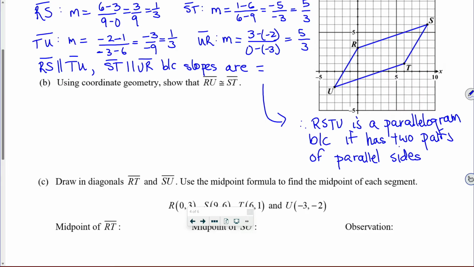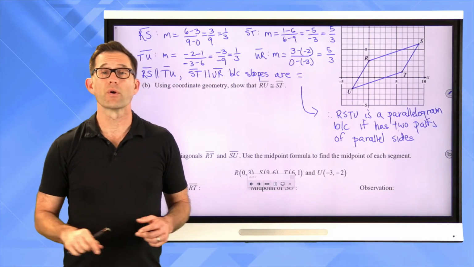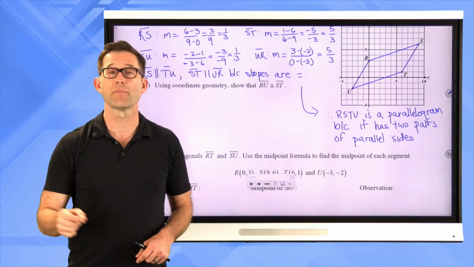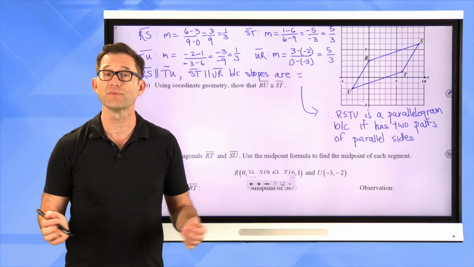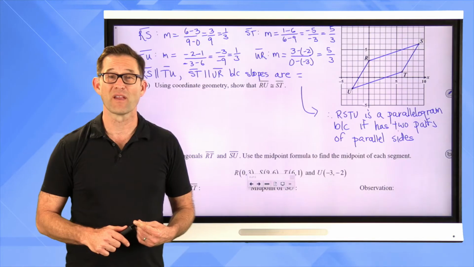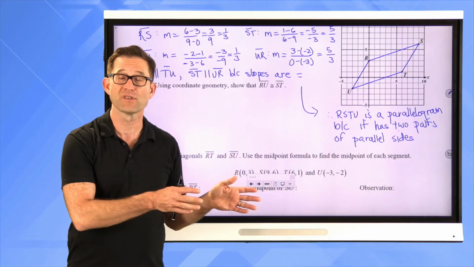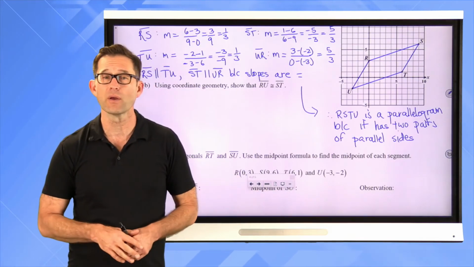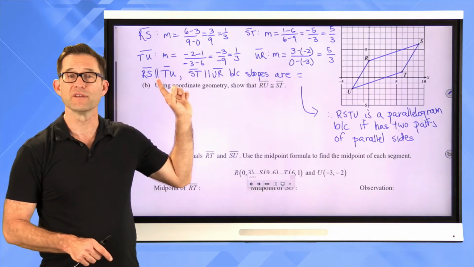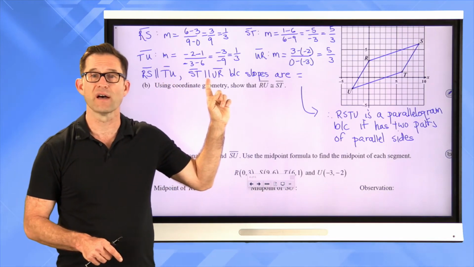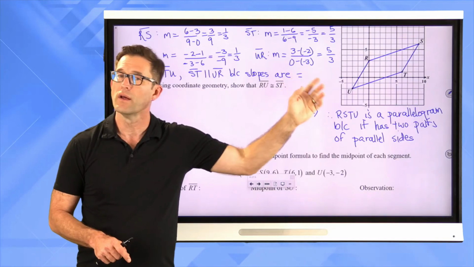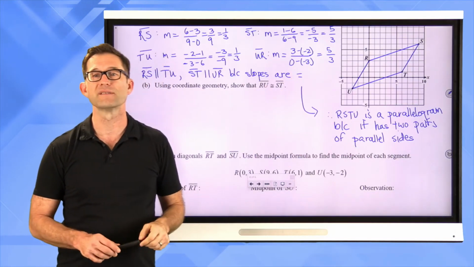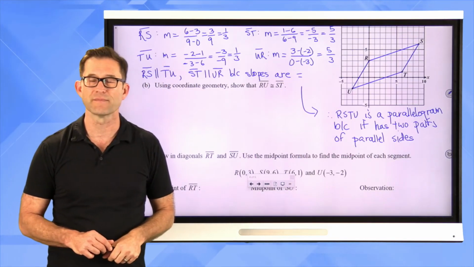And that's pretty much the standard way of using coordinate geometry to prove that a figure is a parallelogram. I just need to calculate four slopes. If it is in fact a parallelogram, we'll have one pair of slopes that are equal, another pair of slopes that are equal. That will allow us to conclude that this pair of sides is parallel, this pair of sides is parallel because the slopes are equal. Therefore, we have a parallelogram because it has two pairs of parallel sides.